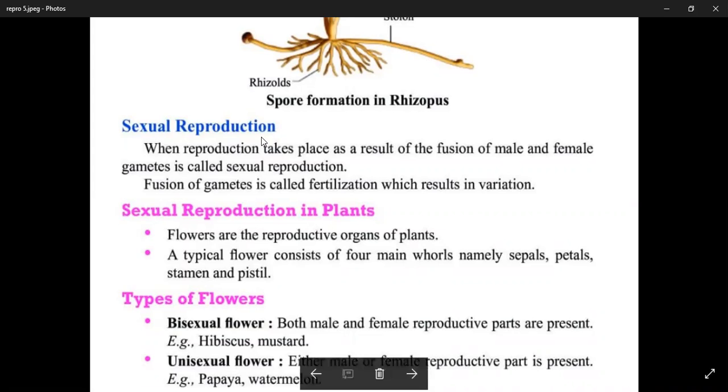You know that already when two gametes are fused to form a zygote, in this process, male and female, both parents are required. So when reproduction takes place as a result of fusion of male and female gametes, it's called sexual reproduction. And fusion of gametes is called fertilization, which results in variation.